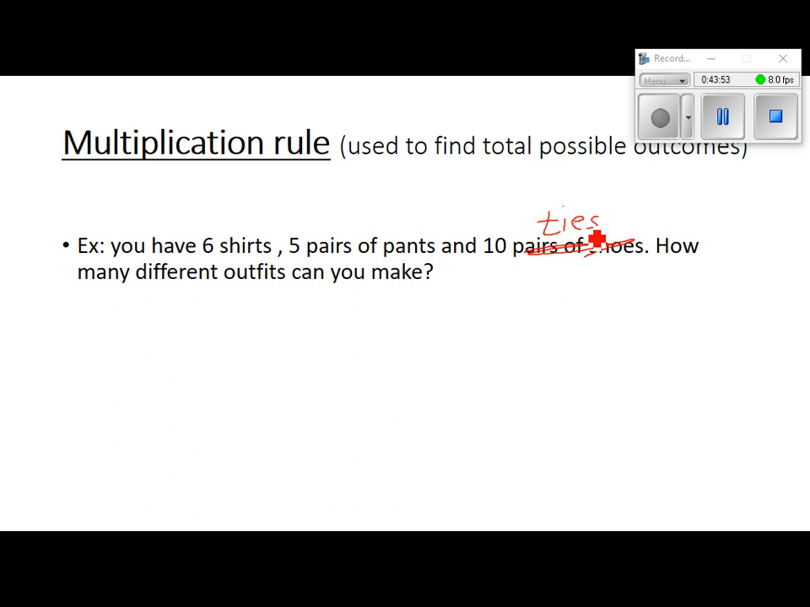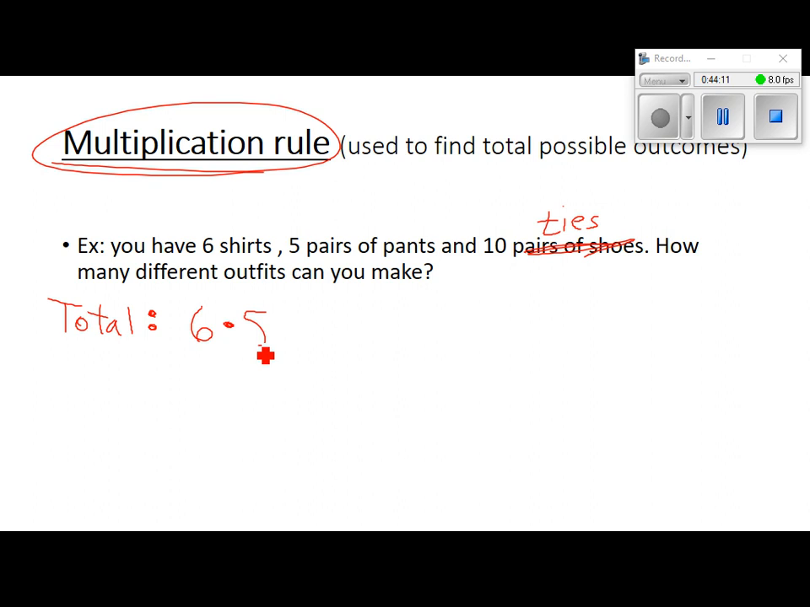All you have to do to figure out how many total outfits I can make in my closet is use the multiplication rule. That rule just says you take how many choices you have for the first thing. I've got 6 choices for my shirt, 5 choices for my pair of pants, 10 choices for my ties, and all I do is multiply all those together. What's 6 times 5 times 10?